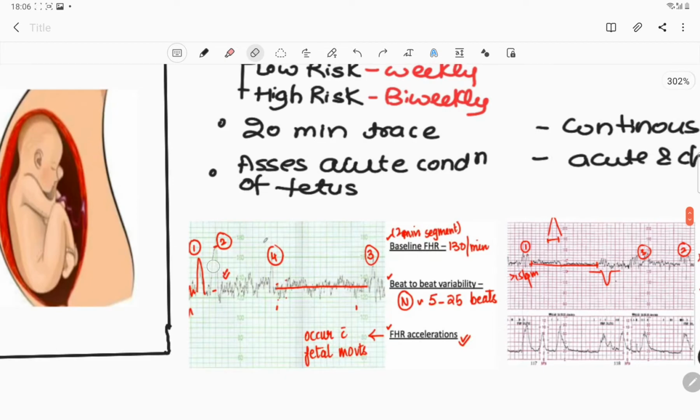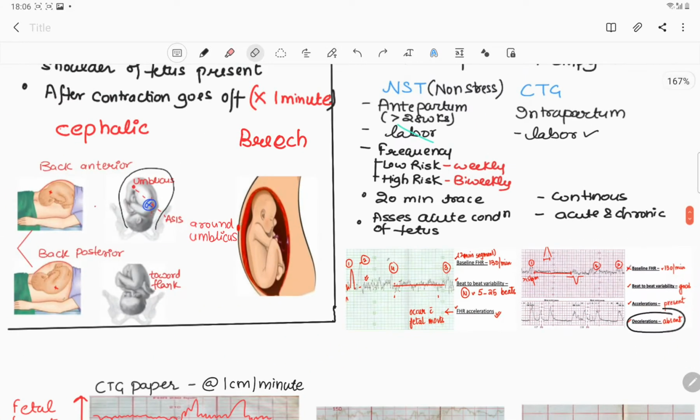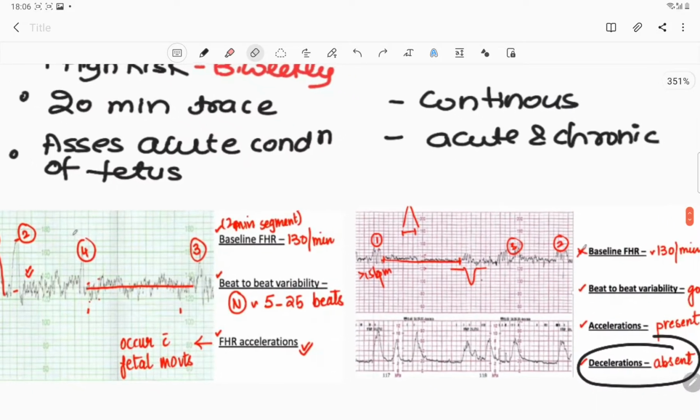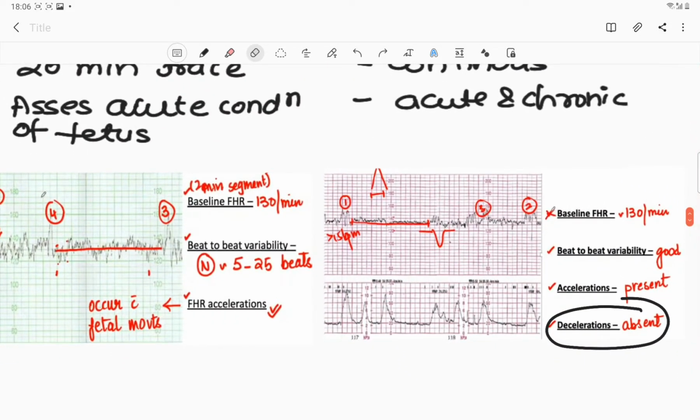This is an example of NST, where we have to measure the baseline fetal heart rate, beat to beat variability, and fetal heart rate accelerations. On the other hand, CTG is done during the intrapartum period when the patient is in labor, and it is a continuous trace, and it assesses the acute and chronic condition of the fetus. Along with the baseline fetal heart rate, beat to beat variability and accelerations, decelerations are also seen.